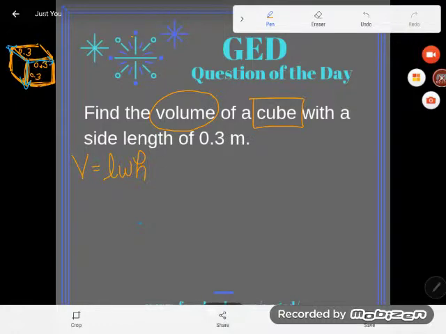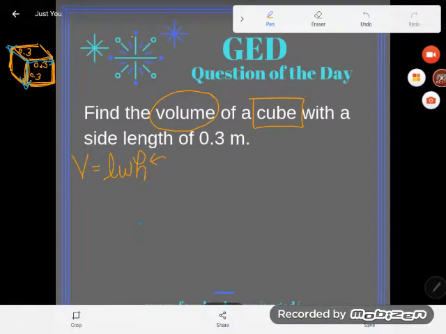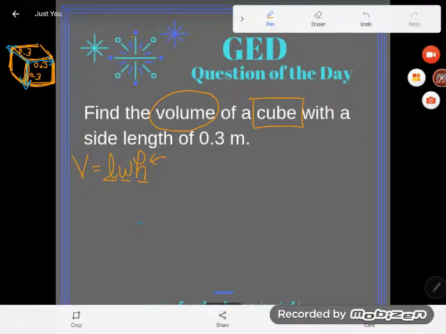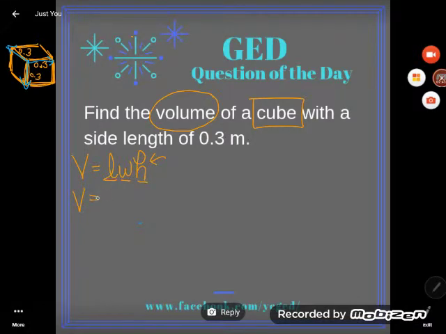That's what it means when things are shoved together. See how this L, W, and H are all shoved together with nothing in between them? In algebra, things are multiplying when they have no operation sign in between them. Okay, so now I'm going to go ahead and plug in the numbers that I know. Well, I know the length, the width, and the height. I know the three dimensions of this cube. They're all the same. They're 3/10 for the length, 3/10 for the width, and 3/10 for the height.